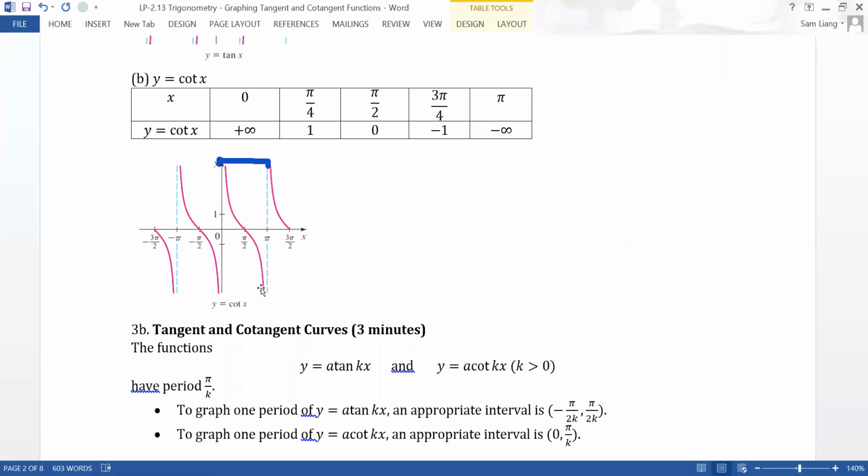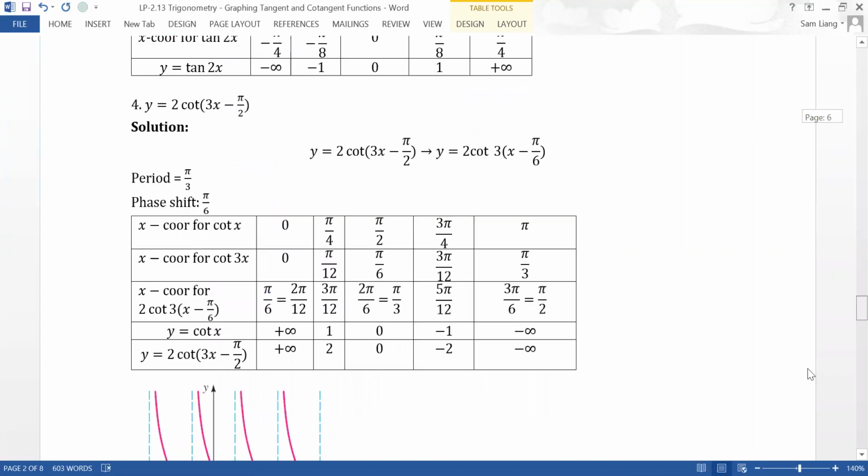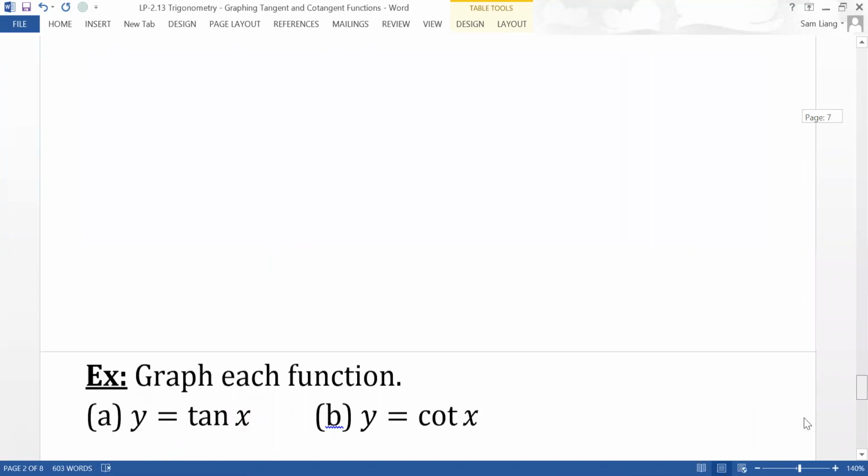Okay. Does anyone still need this? You can speak up or type in the chat. No? Okay, I'm going to move on then. All right, one more set of notes and then we'll get to the classwork.